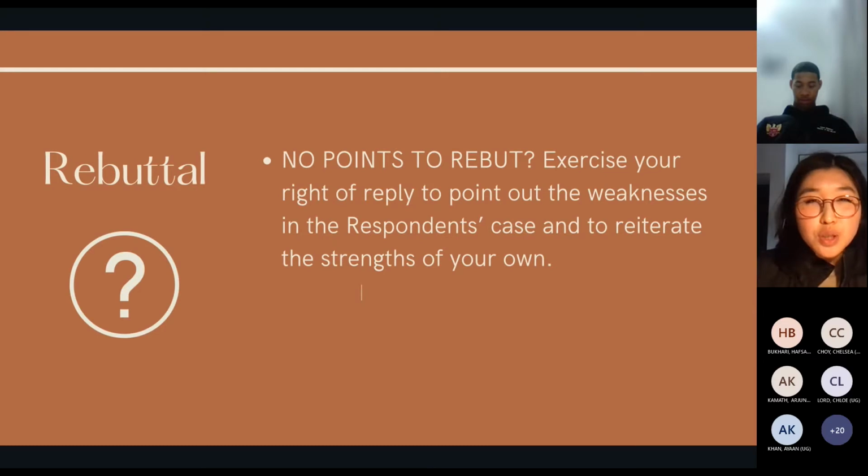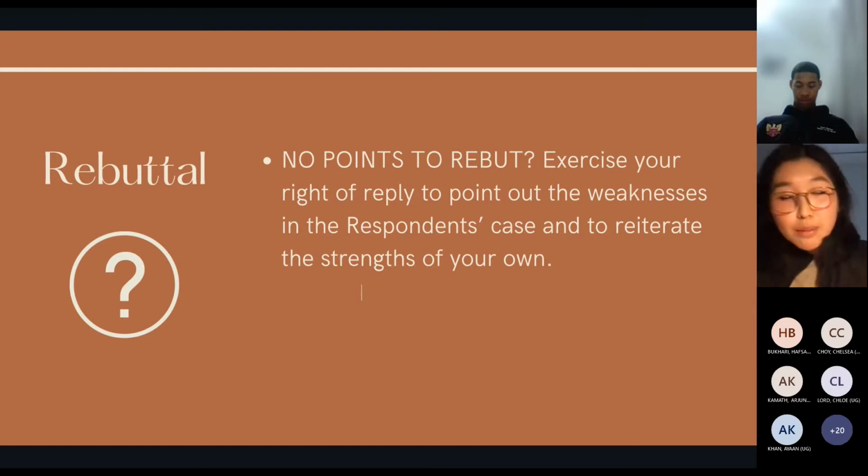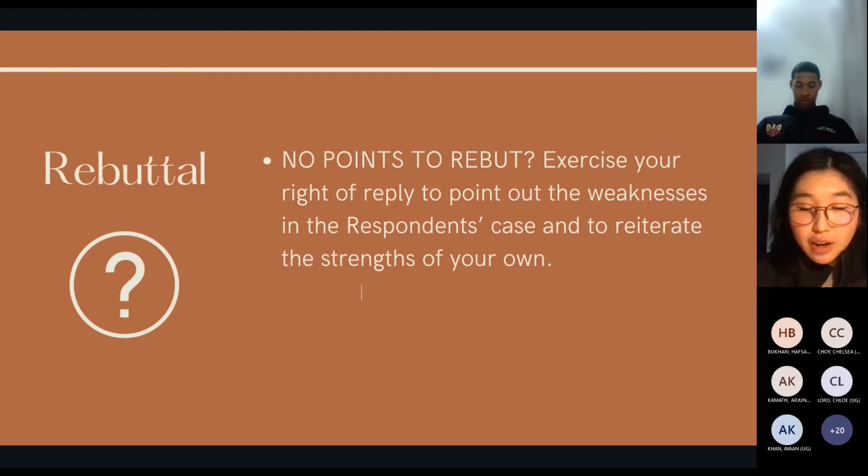And if you feel like you have absolutely no point to rebut, like, oh, I don't know how to rebut that, you're inevitably going to use your submissions anyway. You're going to point out something that you've said earlier, so you can use that, but try to reiterate the strengths of what you've said. Okay, we said this, they said this, but this is our reasoning, and this is why you should consider our side.